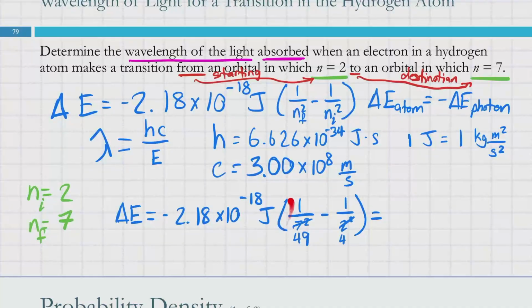You do need these parentheses, or you have to do this 1 over nf squared minus 1 over ni squared separately. I think it'll screw up if you don't do that. And the value that we get out is 5.005 and some other stuff times 10 to the minus 19 joules.